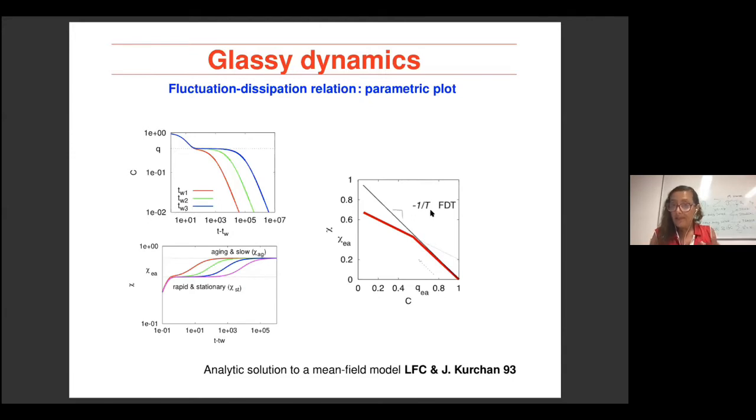So there shouldn't be any waiting time dependence to start with. For all waiting times, you should see the same straight line. And this straight line is just a property of equilibrium. It's not a property of the particular model you're looking at. If you look at any of these models, if they are in equilibrium, they should construct this straight line in this way. Now, what is observed is that they don't build a straight line.